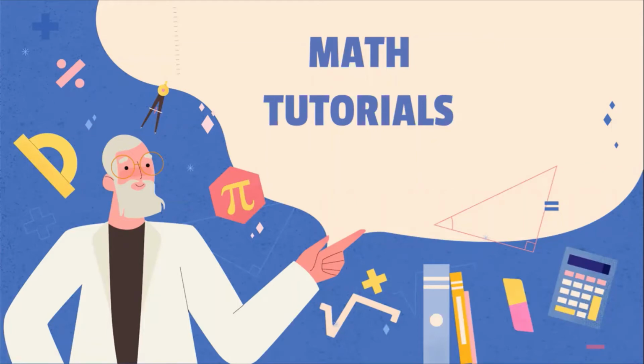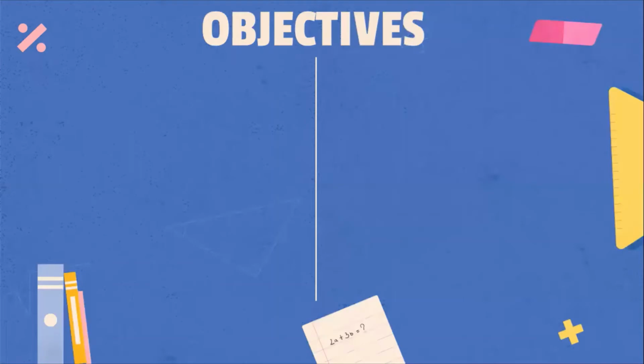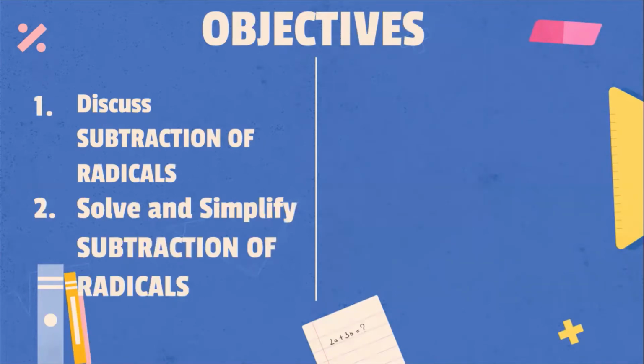For today, we are going to discuss subtraction of radicals. What are the objectives of this lesson? Number one, discuss subtraction of radicals. Number two, solve and simplify subtraction of radicals.